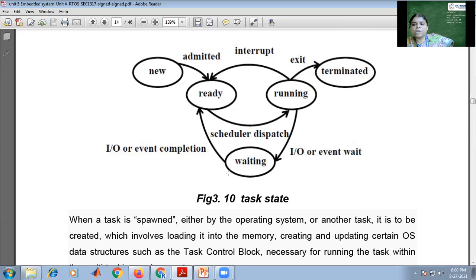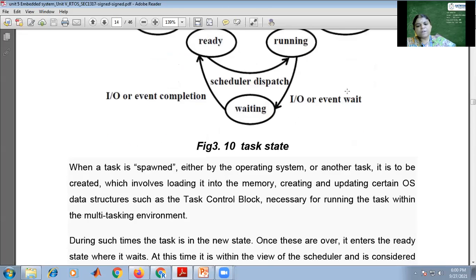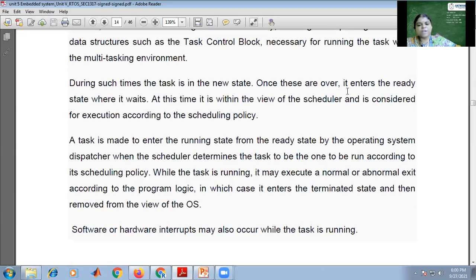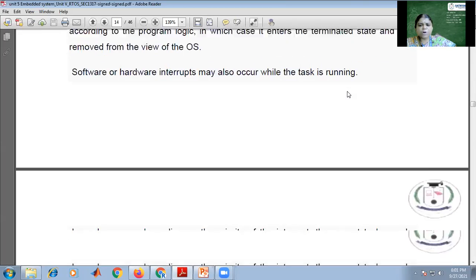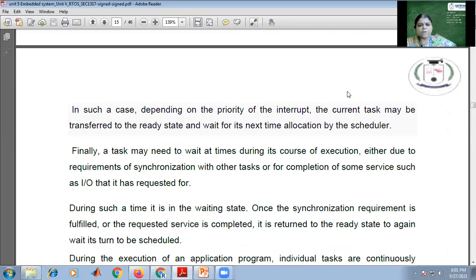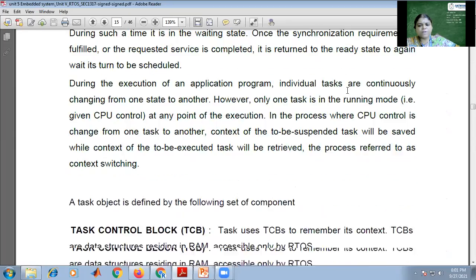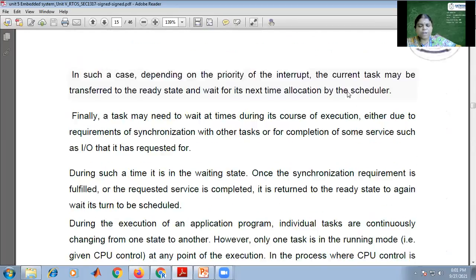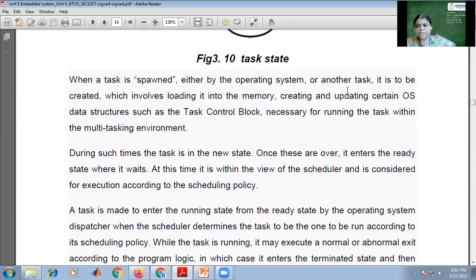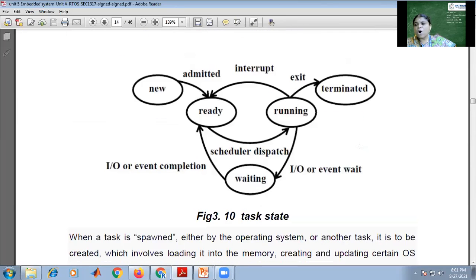So waiting means it has to wait in order to get the resources. Here the resource could be time. Then it will move to ready, and then it will move to run, and finally on completion it will move to the terminated state. So did you understand? These are the different states that correspond to a particular task. Whenever I say a task, a single task will undergo all these steps.